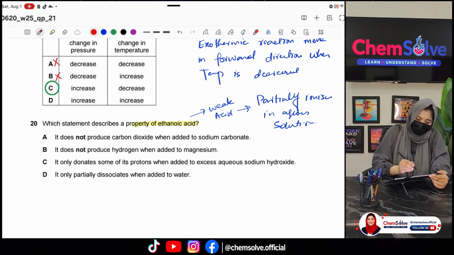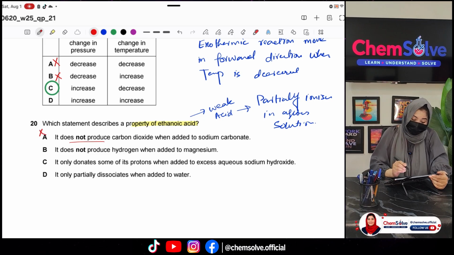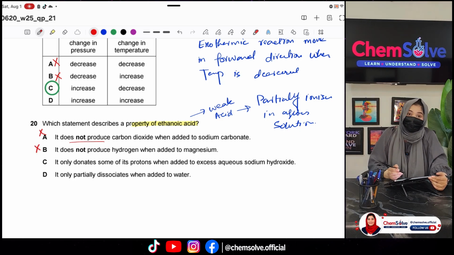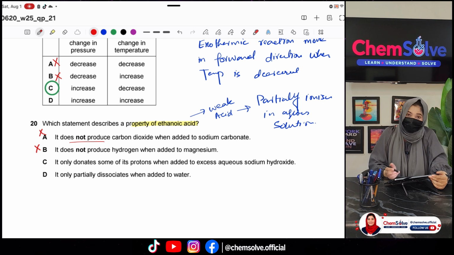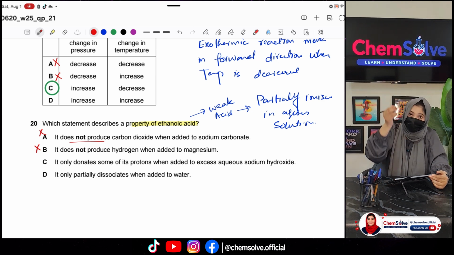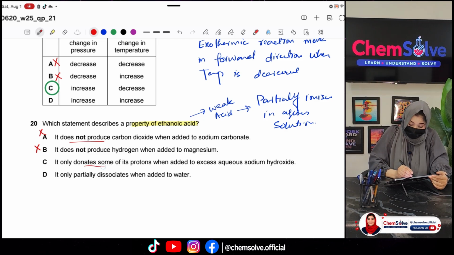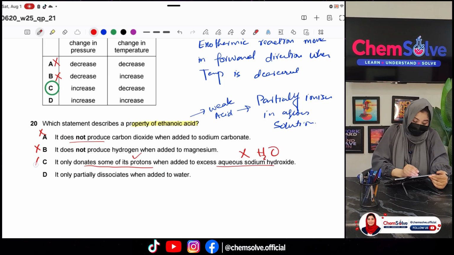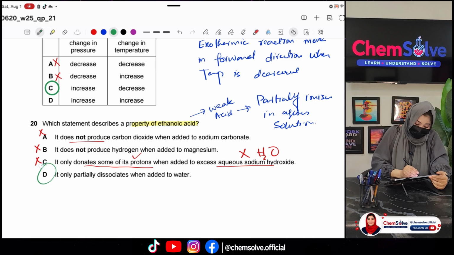It does because it's an acid. So this statement is incorrect. It does not produce hydrogen when added to magnesium? It does because it's an acid again. So when any acid is added to a metal, it will produce hydrogen, except the ones which are below hydrogen in the reactivity series. It only donates some of its protons when added to excess sodium hydroxide? Yes, it donates some of its protons when it is added to water. So this is also incorrect. The correct statement seems to be D. It only partially dissociates when added to water. Yes.